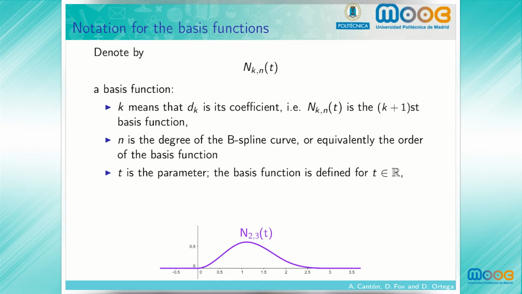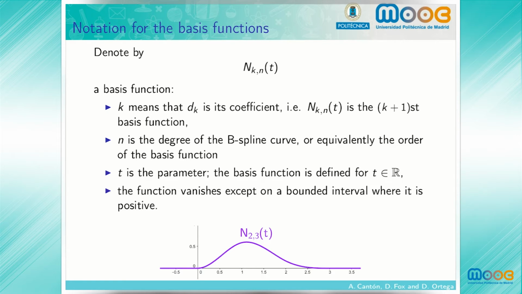T is the parameter. The basis function is defined for all t in the real line. The function vanishes except on a bounded interval where it is positive. The drawing depicts a basis function, n sub 2,3. This is the third basis function, because k is 2, so k plus 1 is 3, and its order is 3, meaning it's a cubic B-spline curve.